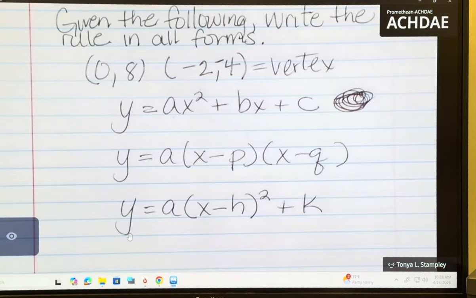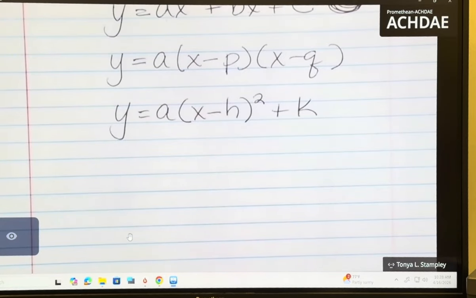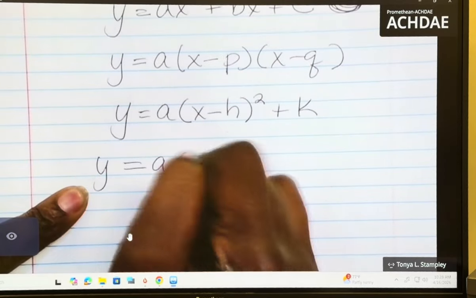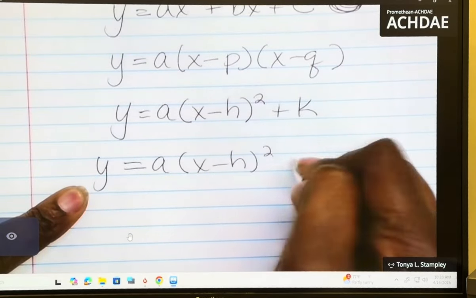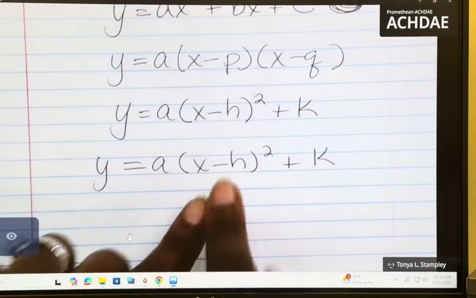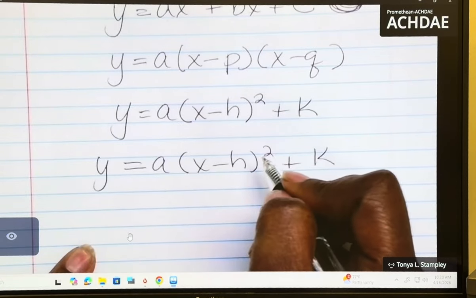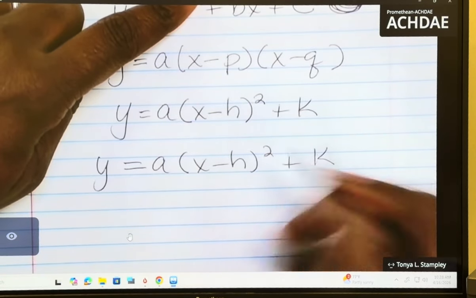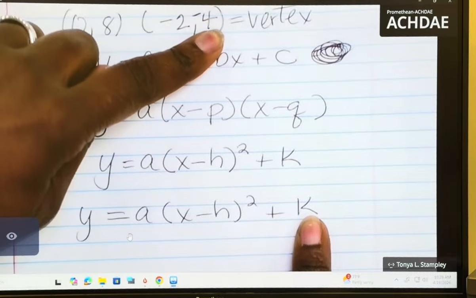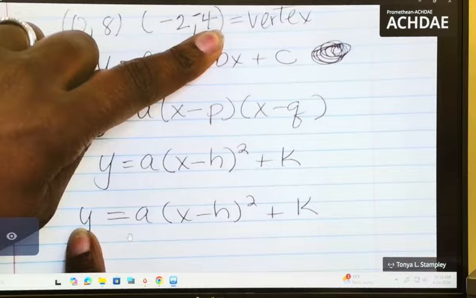All right. So if that's the vertex, then what do we do? First form we're going to do is what? Vertex form. So vertex form is y equals a times (x minus h) squared plus k. So we can plug in for h the -2, right? And for the k, we can plug in the -4, right? But then we're still missing x, a, and y.